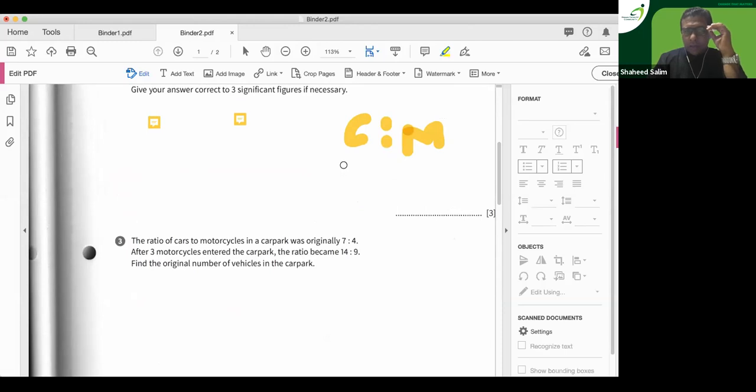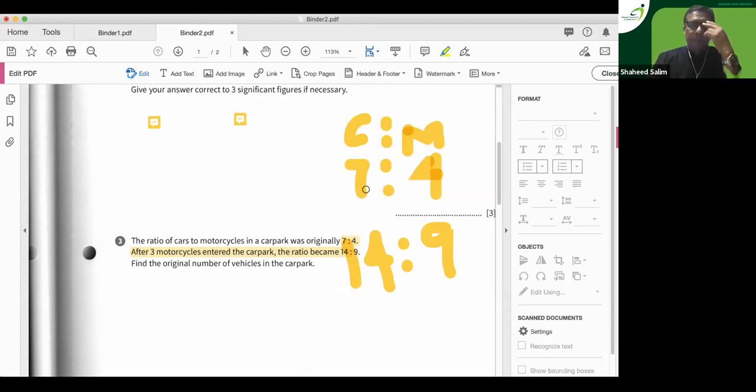So cars is 7, and then is to 4 motorcycles at first. Later on, the motorcycles became 9, right? And the cars became 14. But you know that this 14 and the 7, they're actually the same. Why is it same? Because there's no change in the number of cars. So how do you make the number the same? What can this become, 7 or can this become 14?